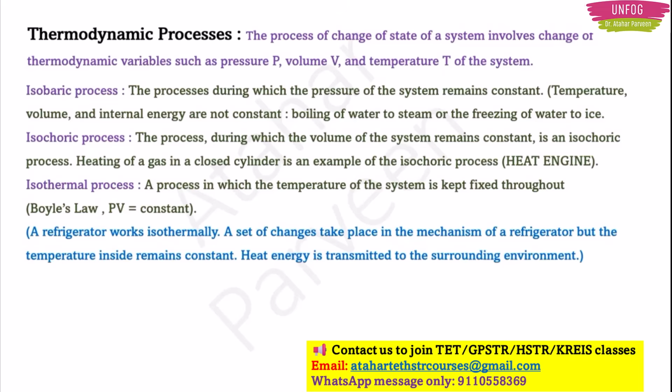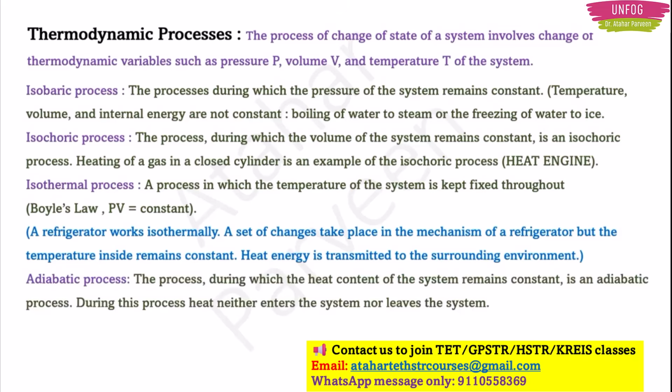Here I can take the example of a refrigerator. A refrigerator works isothermally. What happens in a refrigerator? There are a set of changes which take place in the mechanism of the refrigerator, but these changes do not affect the temperature inside, isn't it? The temperature inside the refrigerator remains constant. Heat energy will be transmitted to the surrounding environment. You can see sometimes your fridge's side walls will be very hot. That is the reason, because that heat energy is transmitted to the surrounding environment. This is your isothermal process.